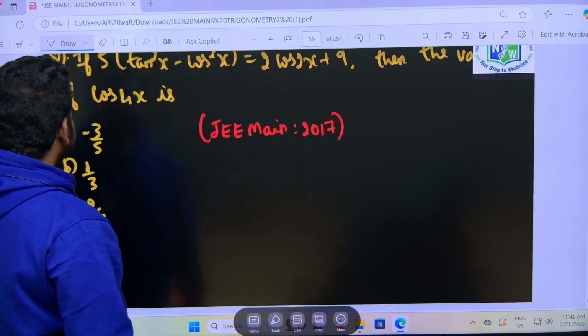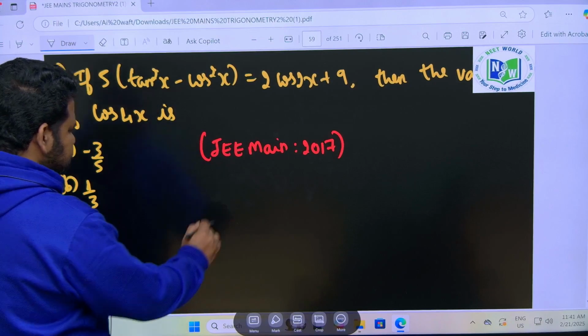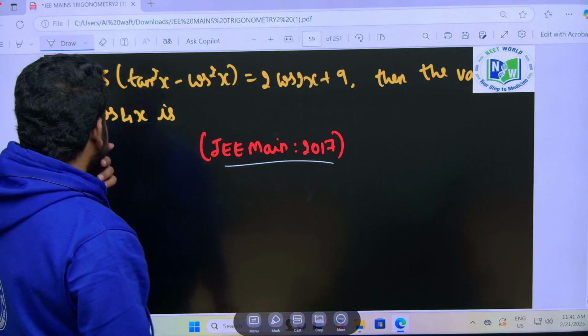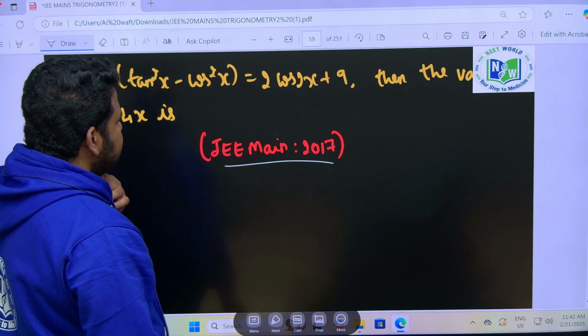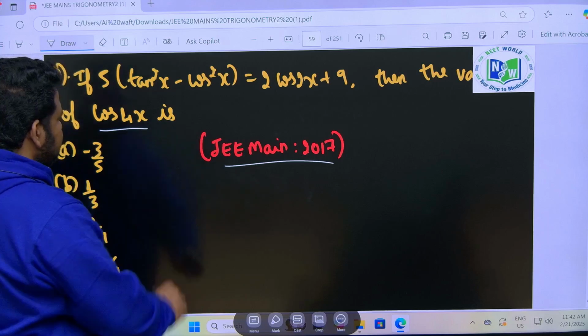Okay, this is a very good question. JEE Main 2017, this question was asked. They are telling: if tan square x minus cos square x is equal to 2 cos 2x plus 9, then find the value of cos 4x.